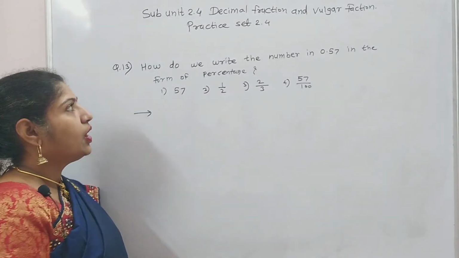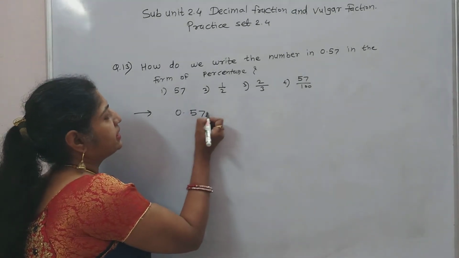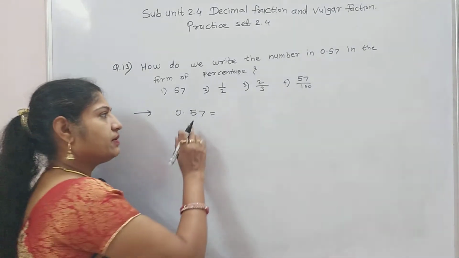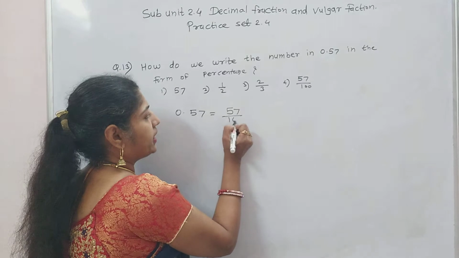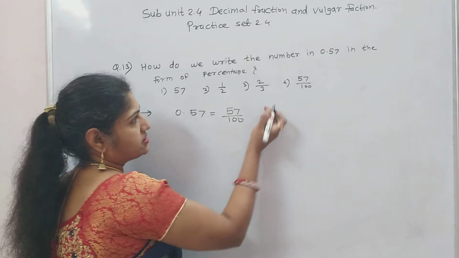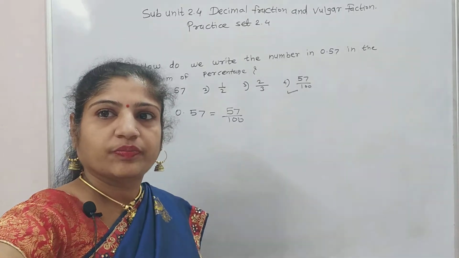Next question. How do we write the number 0.57 in percentage form? 0.57, there are 2 decimal places, so 57 upon 100, and answer is option number 4, that is 57%.